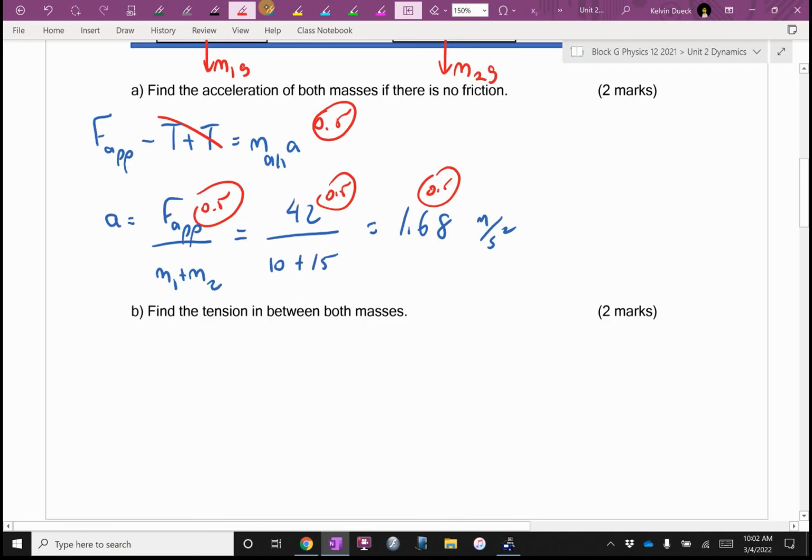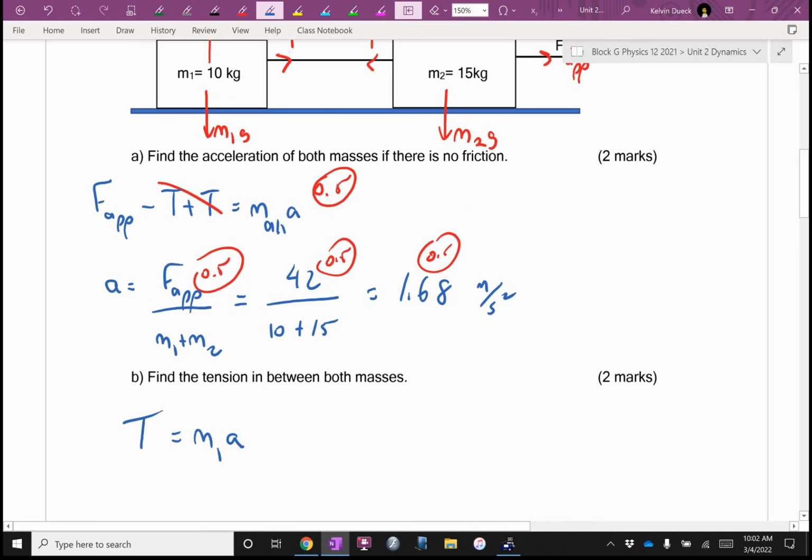Find the tension in between both masses. Tension equals M1A. I can even do that in my head. It's going to be 10 times 1.68. Is it 16.8 newtons? It better be. You would get the same answer if you used mass 2.